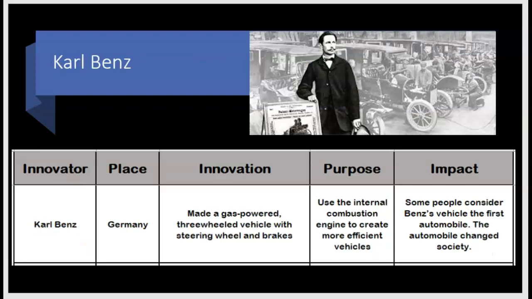Carl Benz. Carl Benz, again from Germany, made a gas-powered three-wheeled vehicle with steering wheel and brakes, used the internal combustion engine to create more efficient vehicles, and some people consider Benz's vehicle the first automobile. The automobile changed society. So again, remembering when all these inventions were being made, some overlapped, and so the claim to fame for the first being made sometimes is smeared depending on which outlet you look at.